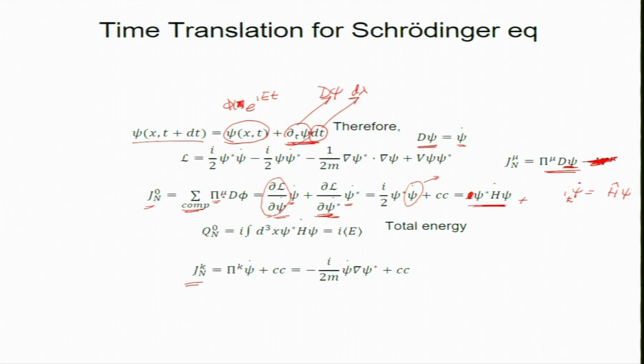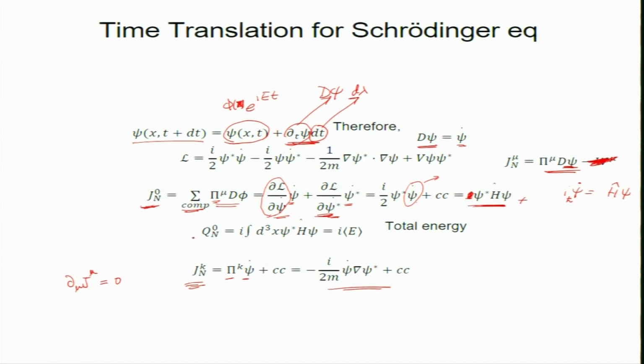Remember the J was this one, I do not want to go back. So, J has 4 components, I wrote del mu J mu is 0. So, this is the first component and these are the other 3 components, and for the other 3 components I need to compute pi k, the space momentum, and psi dot. But I do not need to worry too much about it because I am looking for a conserved quantity.